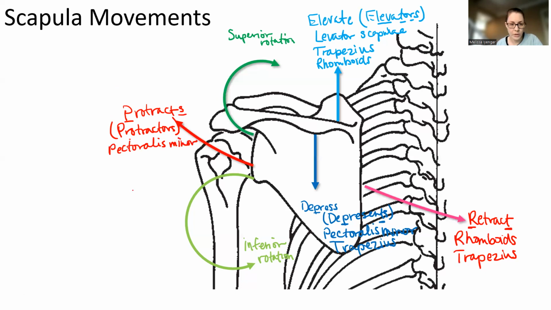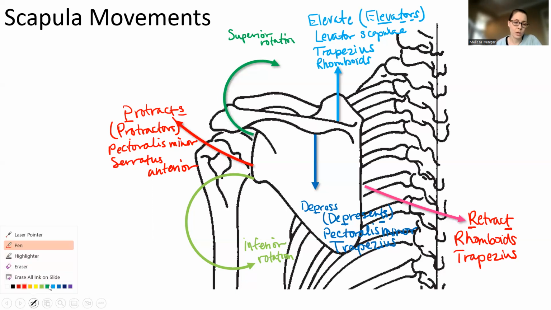So we have pectoralis minor, and our S is for serratus anterior. So those two muscles are helping us protract or push our scapula forward, okay? So hopefully some of that helps you a little bit with remembering which muscle does which of those actions for the scapula. So superior and inferior rotation are going to be a bit more complicated.